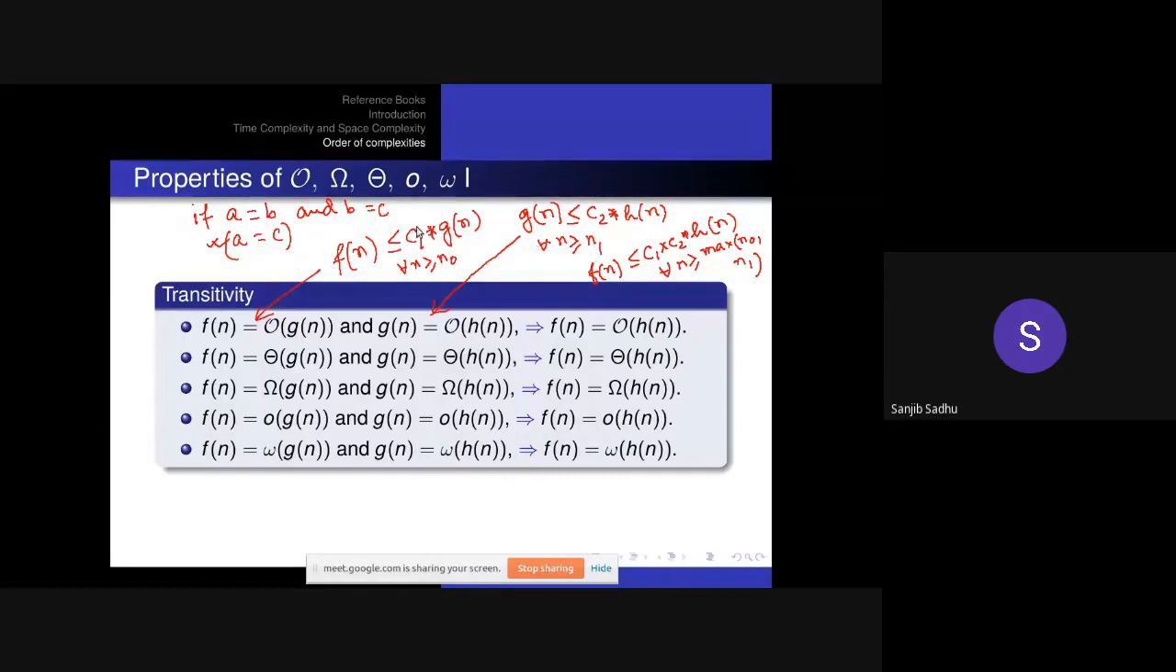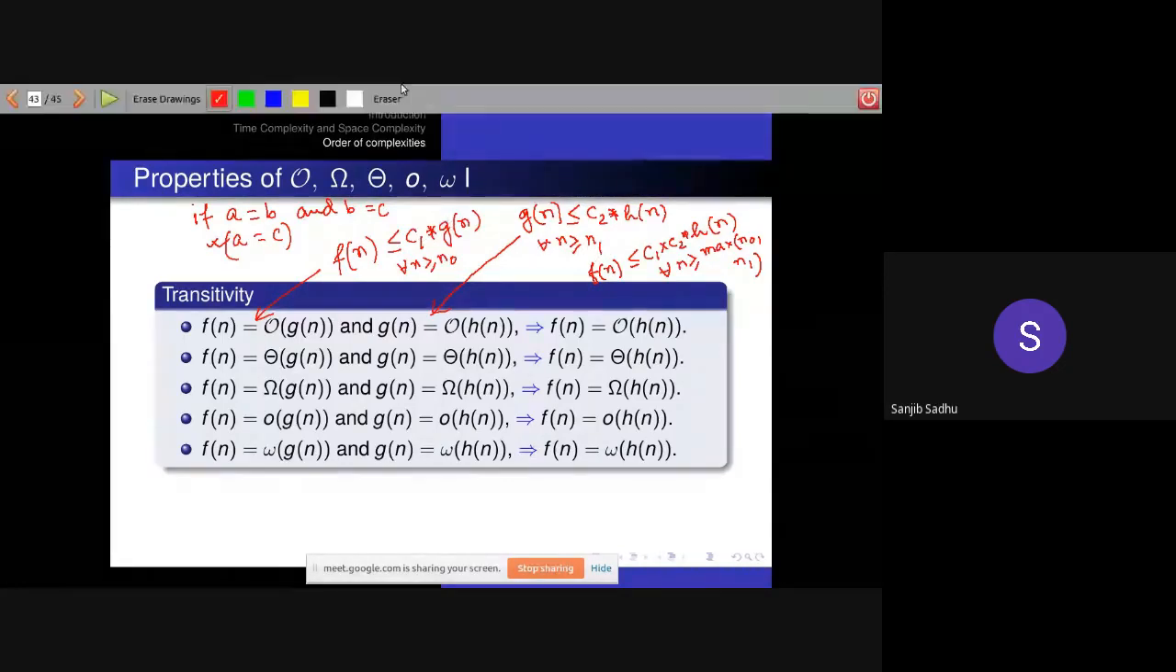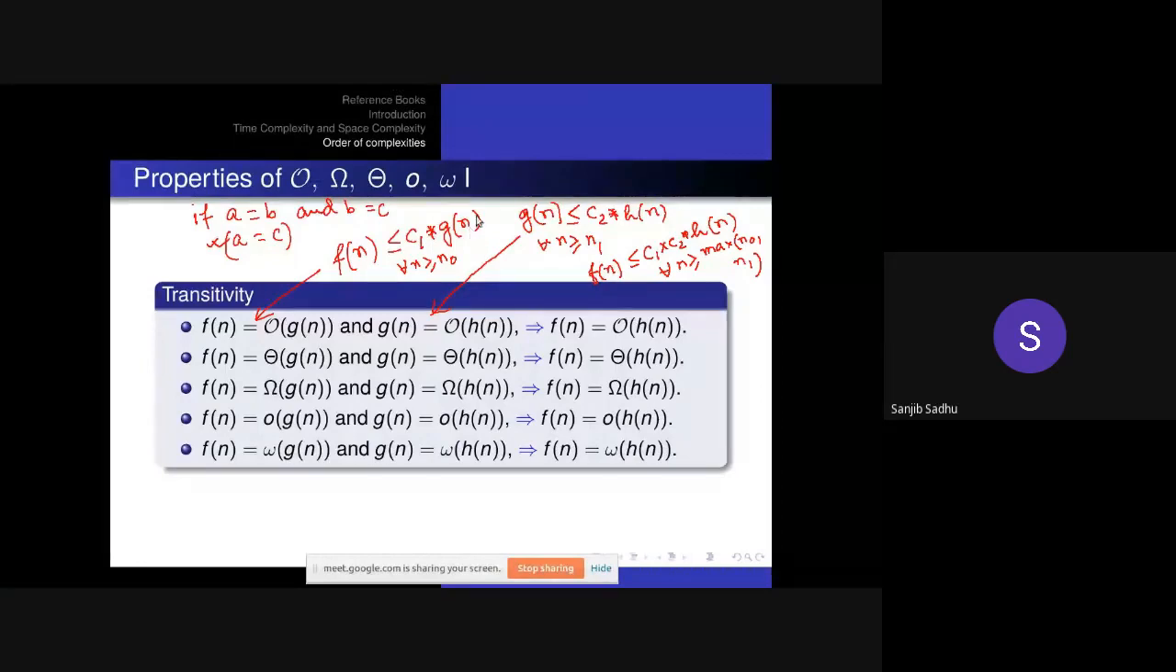Now here you see, can I replace this portion by this one? Because I know Gn is this. So if I place this here, I will get Fn less than or equal to C1 into C2 into Hn. Clear? Now for all values of n, what? Greater than or equal to n naught or n1? That I do not know, but I know one of them will be maximum.